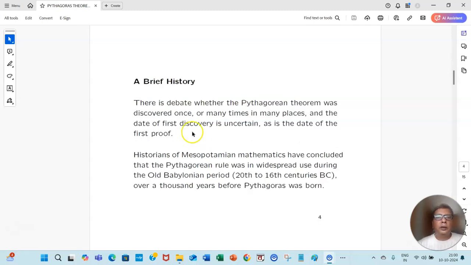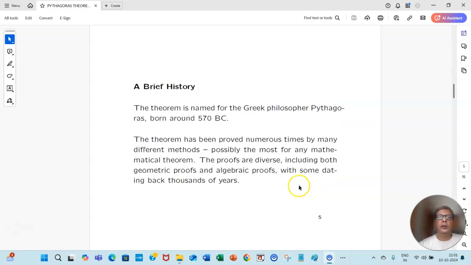A brief history. There is a debate whether the Pythagorean theorem was discovered once or many times in many places, and the date of the first discovery is uncertain, as is the date of the first proof. Historians of Mesopotamian mathematics have concluded that the Pythagorean rule was in widespread use during the Old Babylonian period, 20th to 16th century BC, over 1,000 years before Pythagoras was born. Still, we get the theorem in the name of Pythagoras.